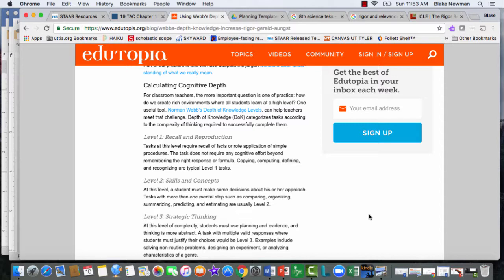So, level 1, recall and reproduction. Tasks at this level require recalls of facts or rote application of simple procedures. The task does not require any cognitive effort beyond remembering the right response or formula. Copying, computing, defining, and recognizing are typical level 1 tasks. So, do you have some students that need to do this? Yes. Not all of them need the recall and reproduction level very often.